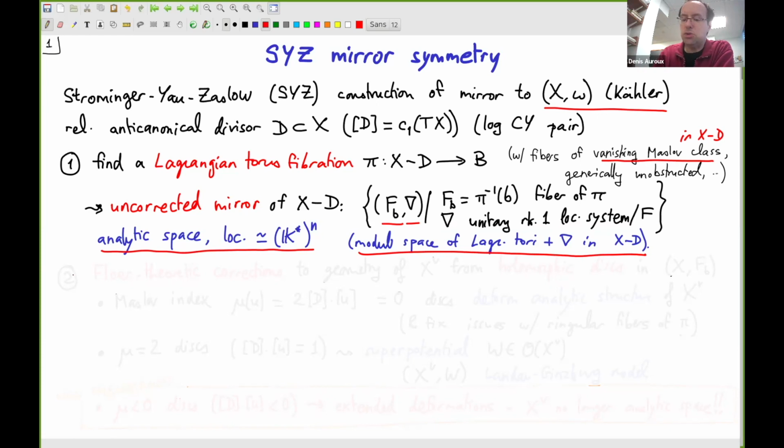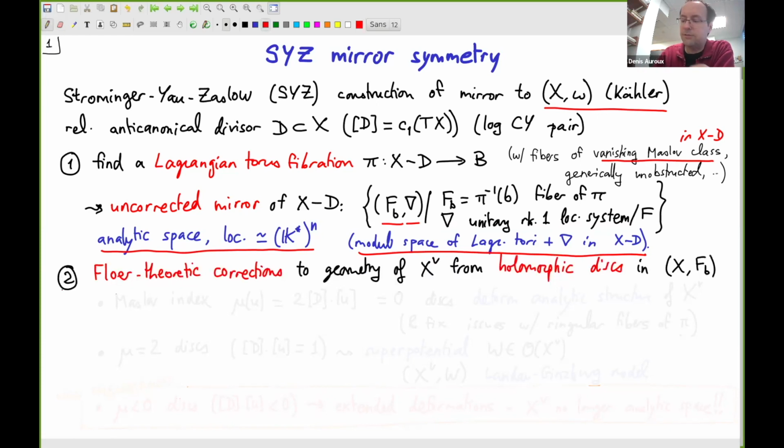And then stage 2 is that the actual geometry that you want to use is not the classical geometry of a moduli space of tori, where everything is governed just by topology, and the only information about how you move your Lagrangian tori is basically the amount of flux between them, how much symplectic area is swept when you move from one to the next. You want to bring in instead holomorphic disks.